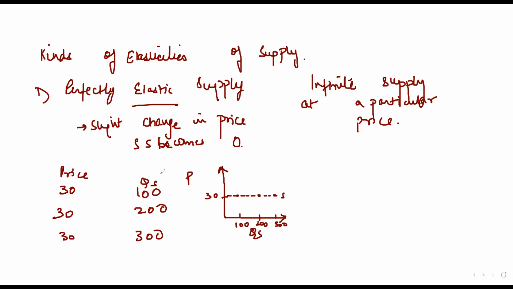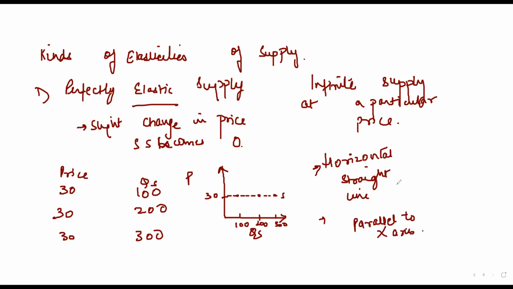Now, what is this kind of a supply curve? Basically, this is representing the perfectly elastic supply. And what is the shape of this? Let us just write it down. You can also note it down. It is a horizontal straight line. This is horizontal, right? Horizontal straight line. And this is parallel to x-axis. It is parallel to x-axis, right?